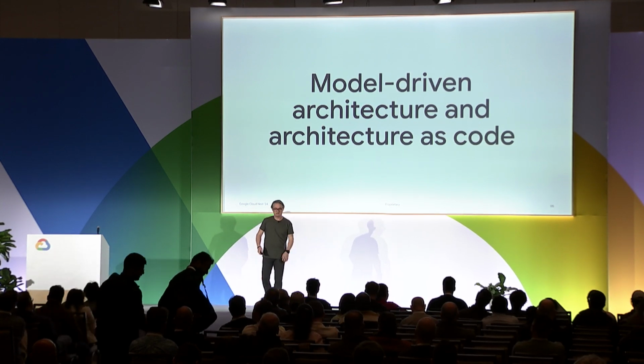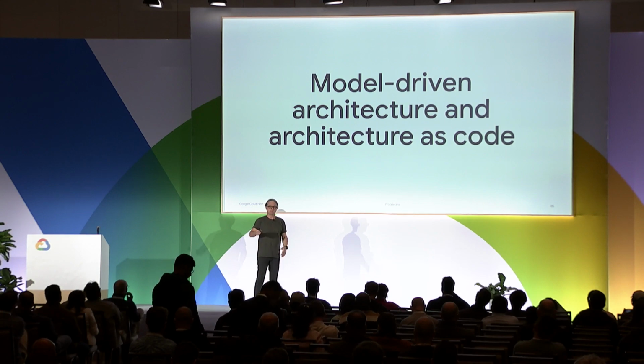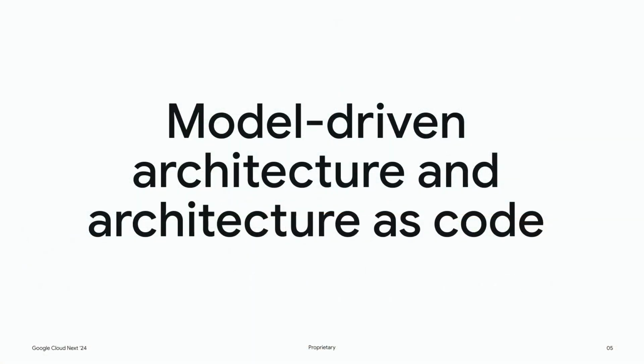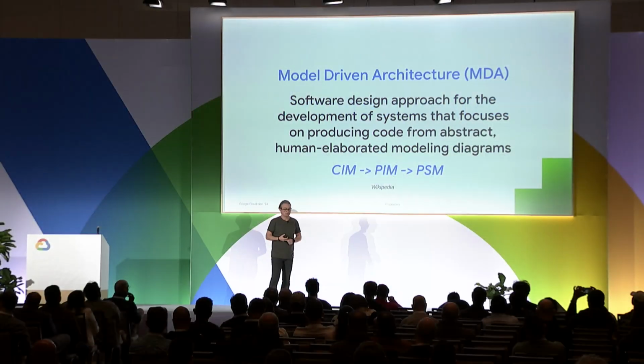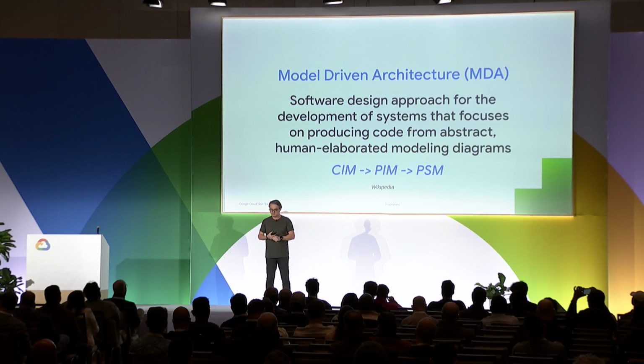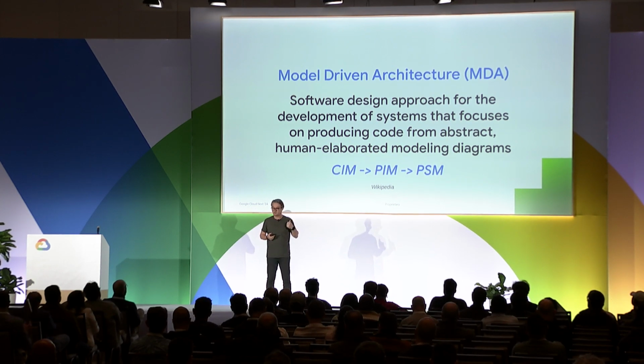Let's first describe some known and less known concepts. I think everybody has heard of model-driven architecture, and OMG, Object Management Group stuff. So what is model-driven architecture? It is an approach to develop systems by producing code based on technology-agnostic and abstract diagrams. This is the original description by OMG.